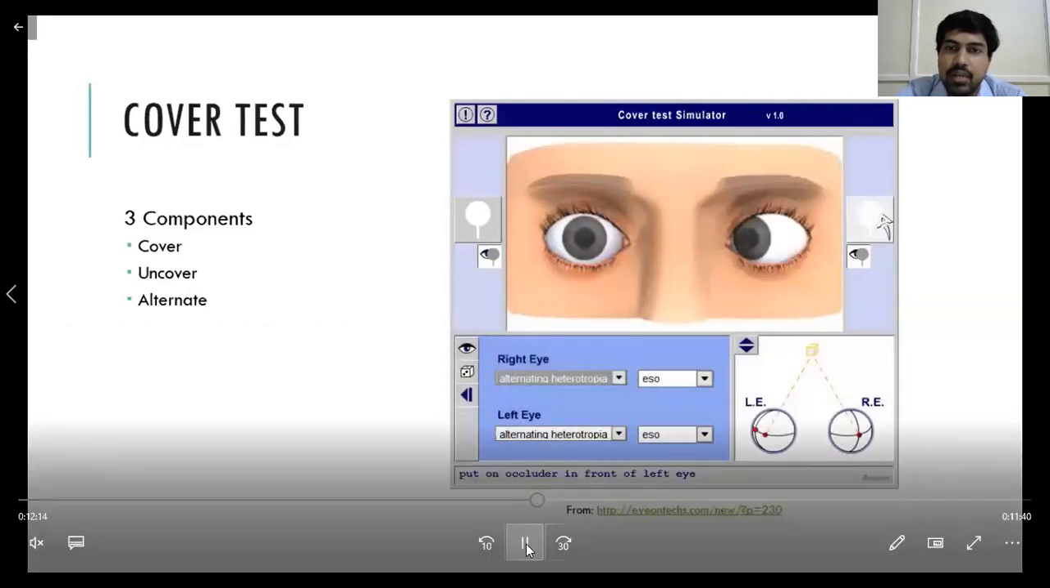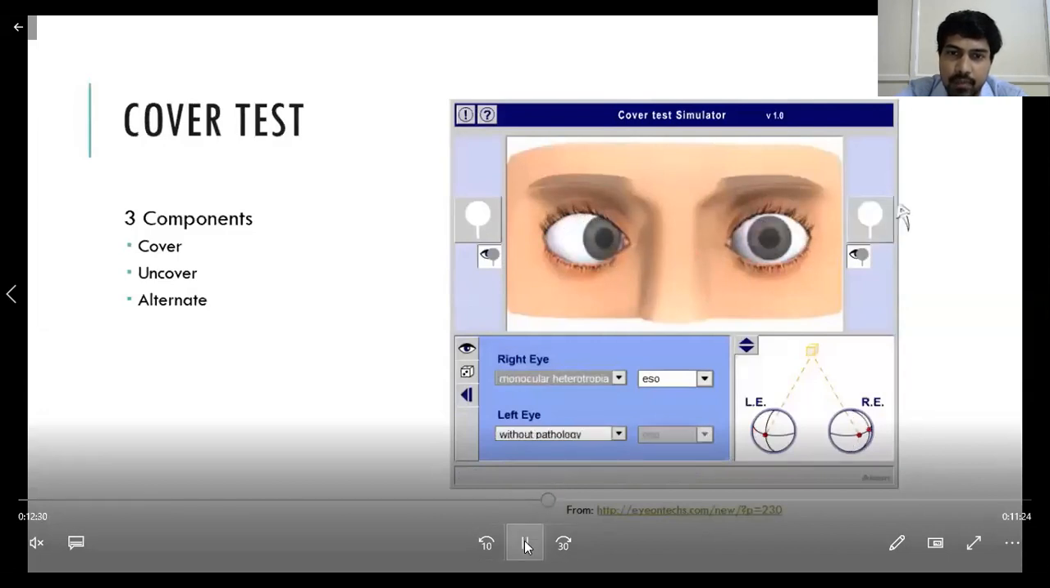So when you perform the cover test for both the eyes, you can know whether there is any alternating squint or not. Hope you are clear. Now we will go for heterophoria. That was about manifest squint.